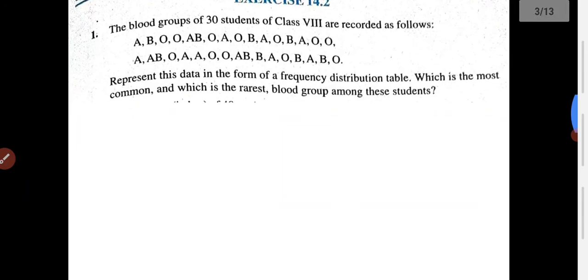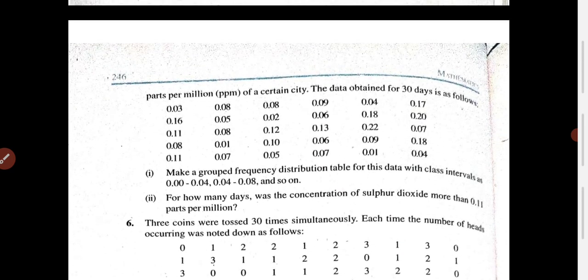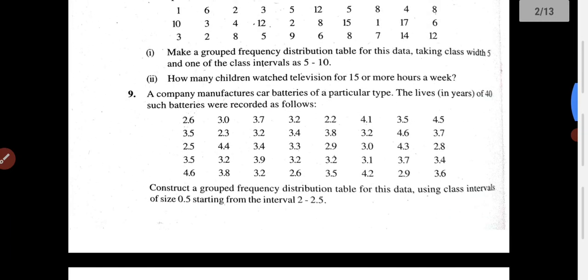Now I will show you the 9th question, the last question of this exercise, because these are practice questions. Out of these 9 questions, I am already solving 5 here, and 4 questions you have to do by yourself in homework to get more practice. If you do more practice, then questions become very easy for you, and you also practice how to make a frequency distribution table, so that you become perfect in these questions.